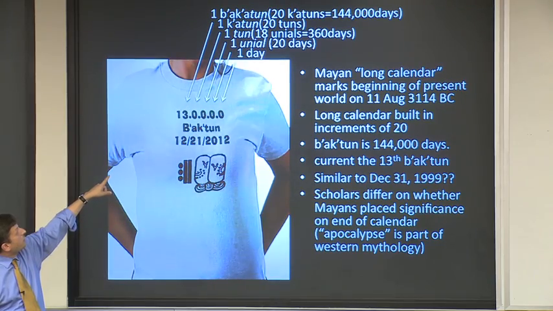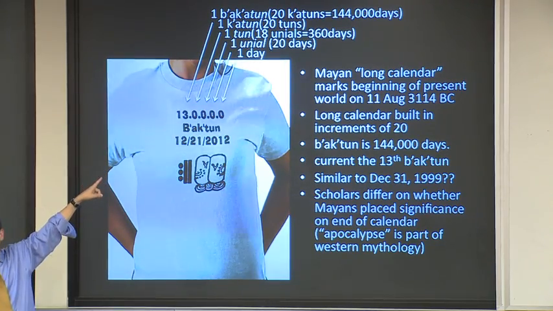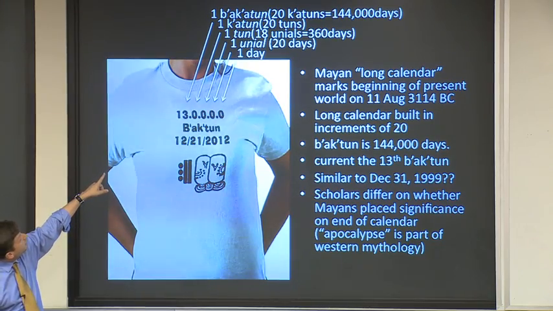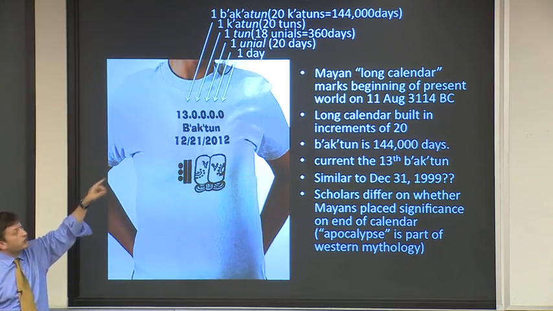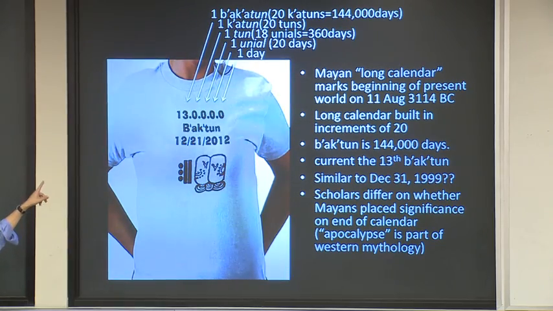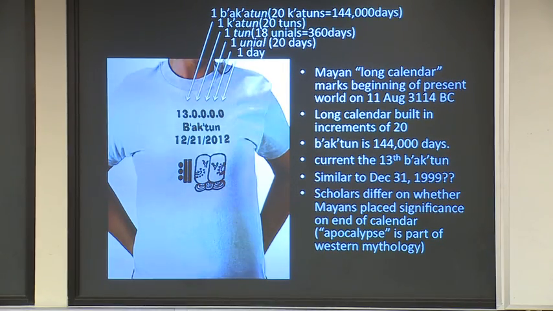The second digit represents the number of uinals, which is an increment of 20 days, about a month. The next digit over is one tun, which is 18 uinals, which is 360 days. So they fudged on the number 20 there, so it came out to about 1 year. And the next digit over is called a katun, and that's 20 tuns, and that turns out to be a certain number of days. And then there's a thing called a baktun, which turns out to be 144,000 days. So the Mayan calendar is built in these increments of 20, and one of these suckers is going to end on December 21, 2012. Okay?